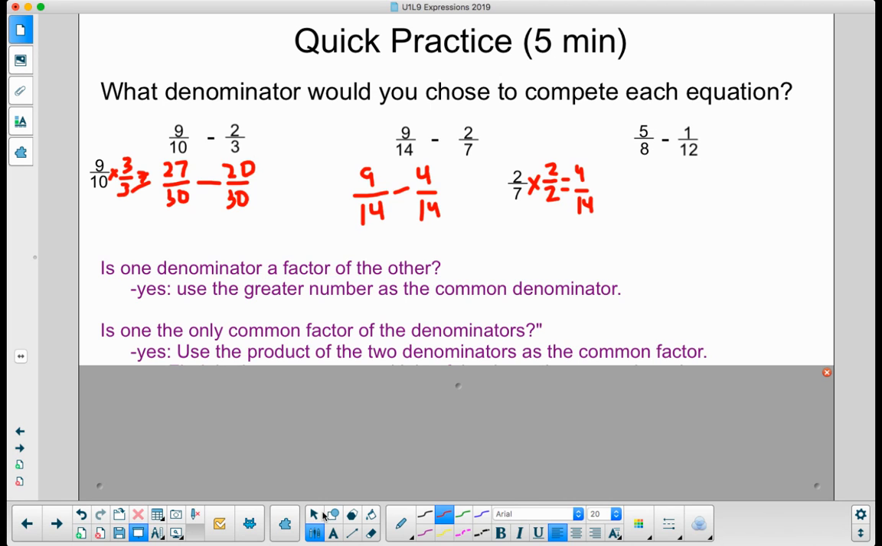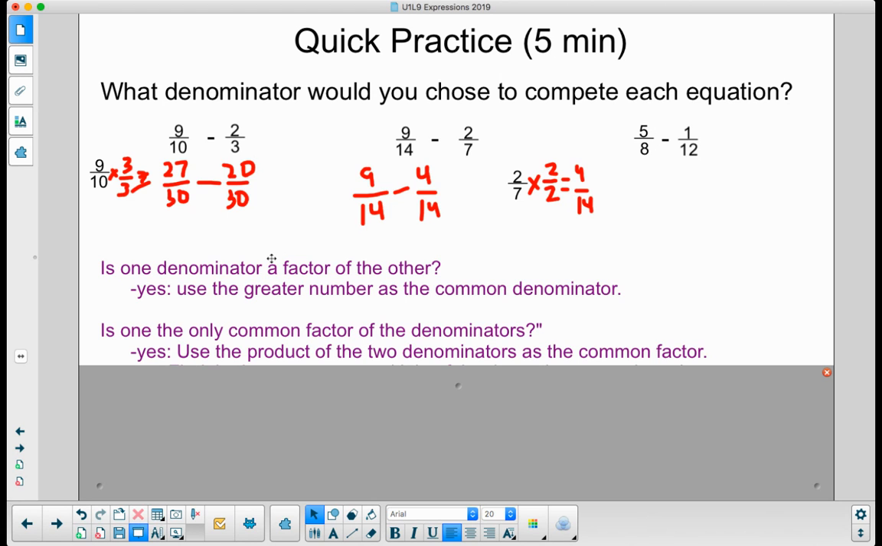All right, looking at the last one. So this one, we had to multiply our two denominators and use that product as our common denominator. And this one, all we had to do is change one of them because it was a factor of the other one.